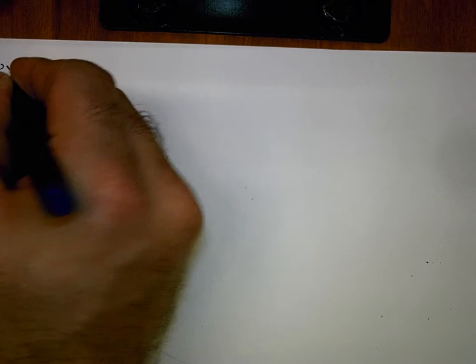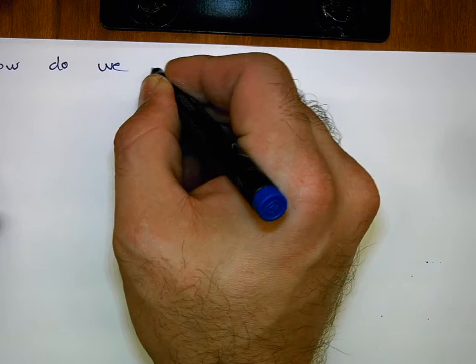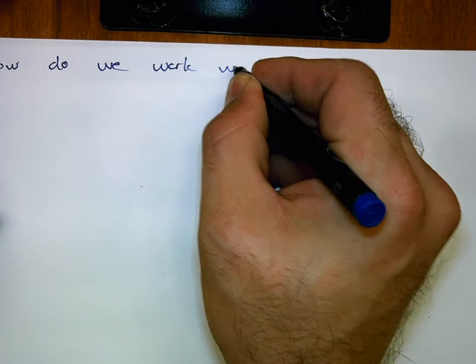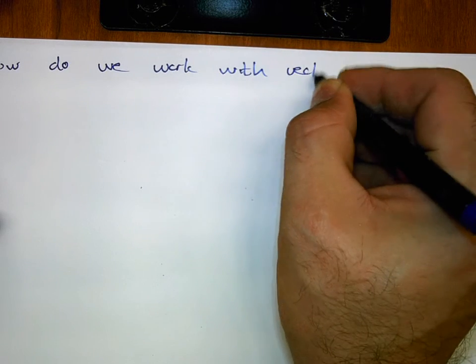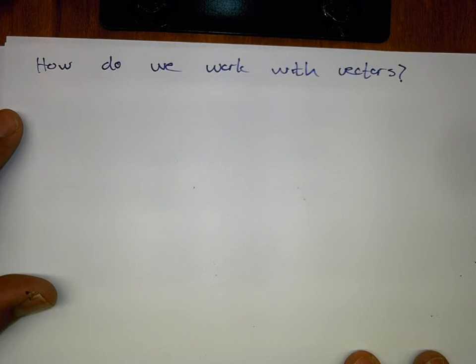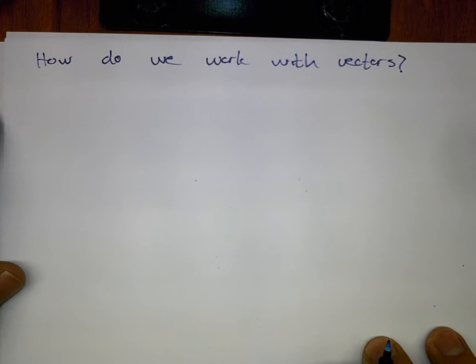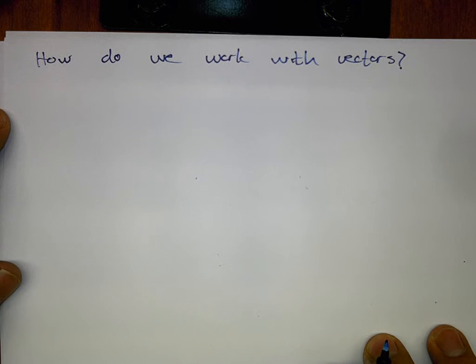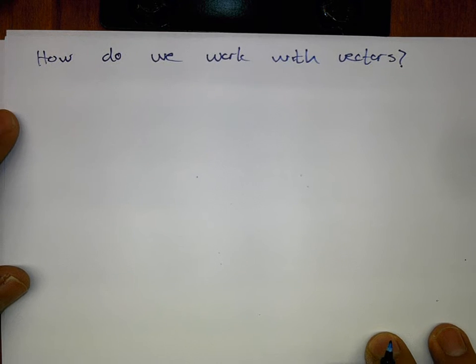So, how do we work with vectors? Okay, so we said a vector is something that has got magnitude and direction. So the simplest way to draw a vector is simply with an arrow. Longer arrows mean larger magnitude. The direction in which it points tells me the orientation of the vector.